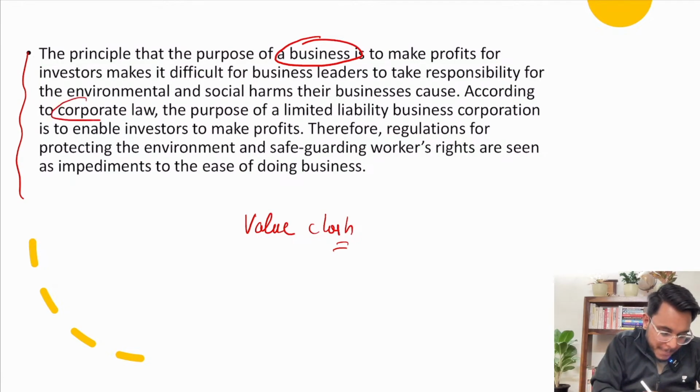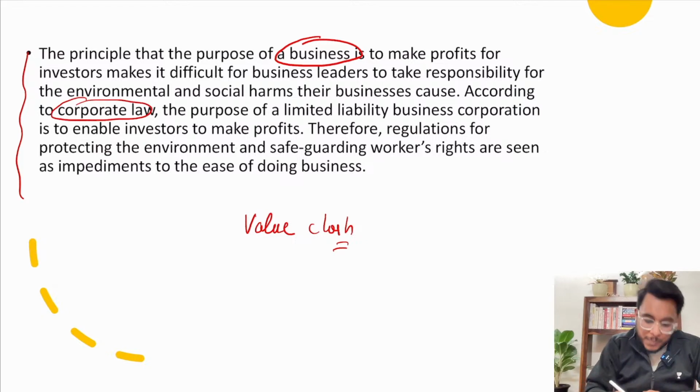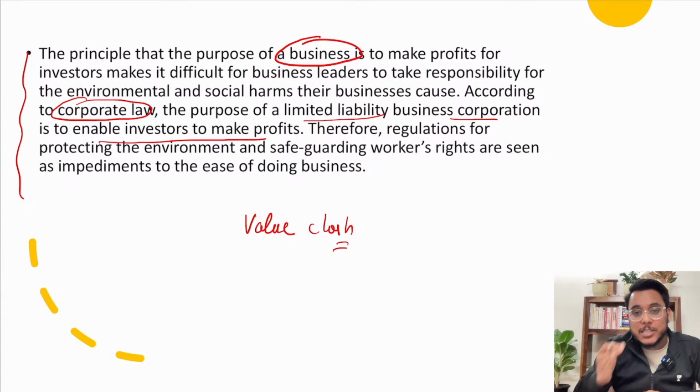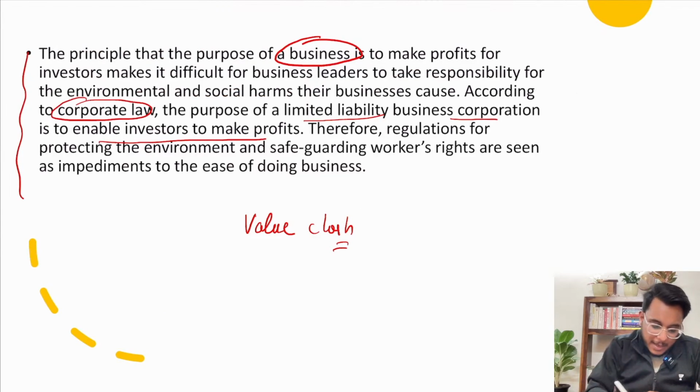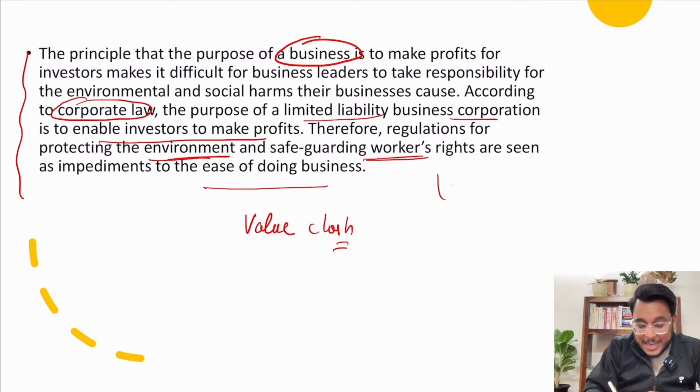Even according to the basic principle of corporate law, the purpose of a limited liability business corporation is to enable investors to make profit. So whenever the regulations are being imposed for protecting the environment, for safeguarding workers' rights, these are seen as an impediment. These are seen as a kind of obstruction in the ease of doing business.